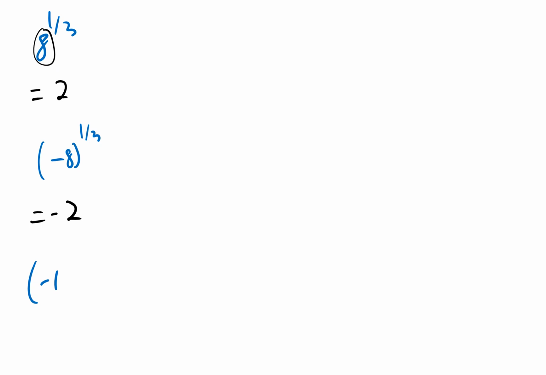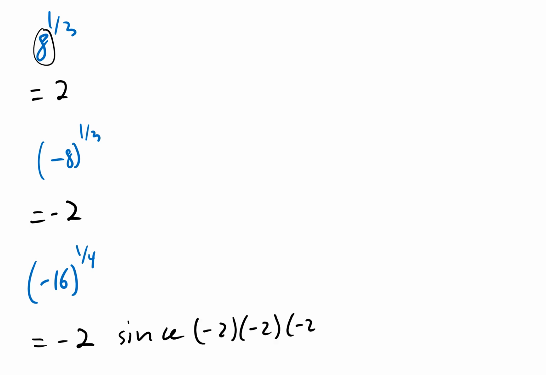How about -16 to the 1/4? What's the number that multiplied by itself 4 times gives you -16? That's a -2. Since if you take -2 and multiply by itself 4 times, actually the result is positive, it's +2. 4 times gives you 16.